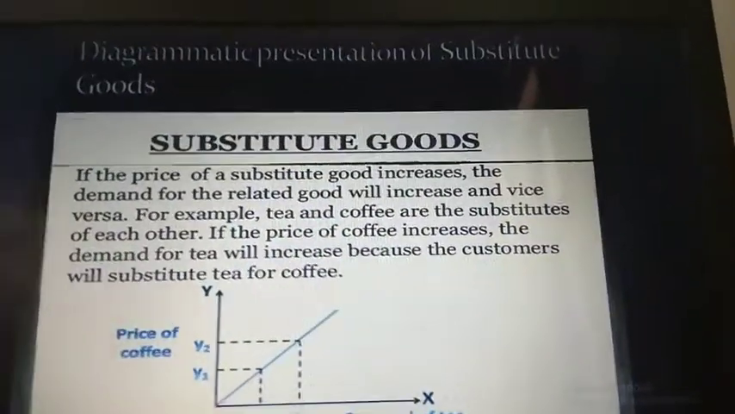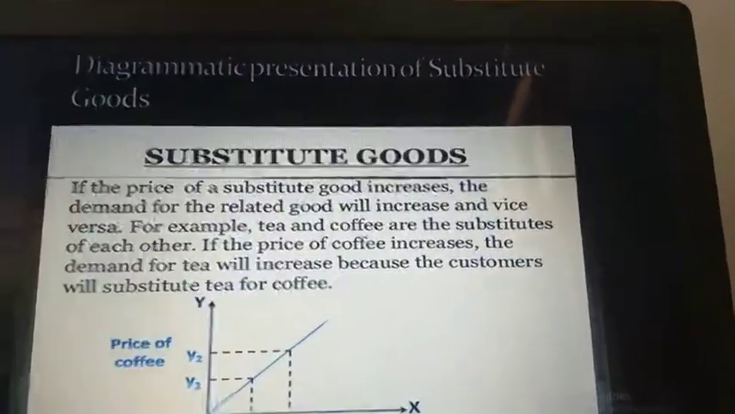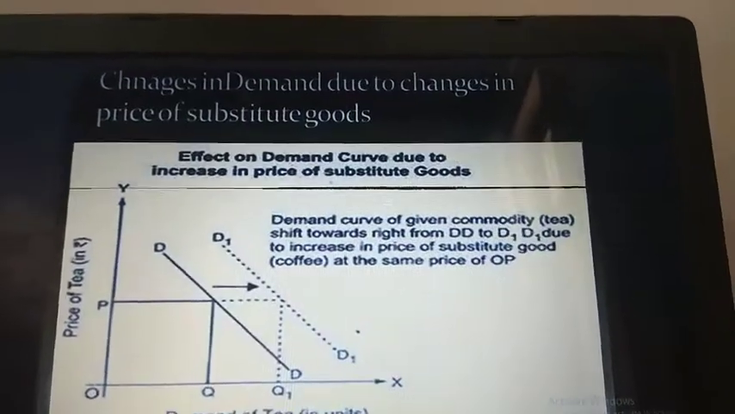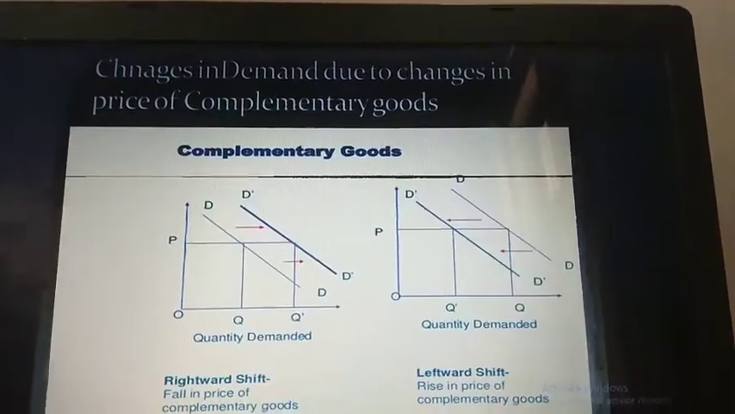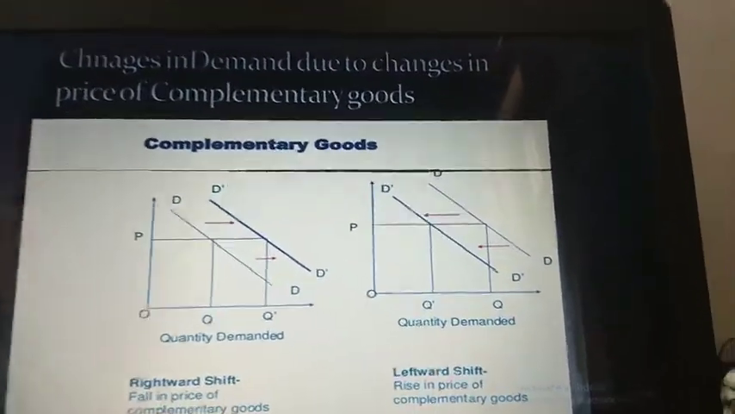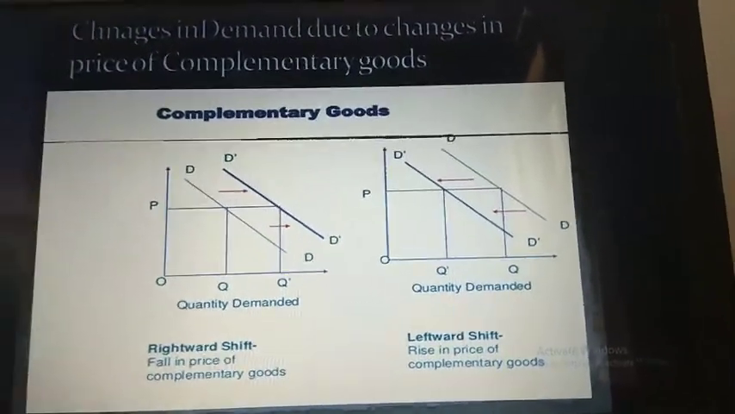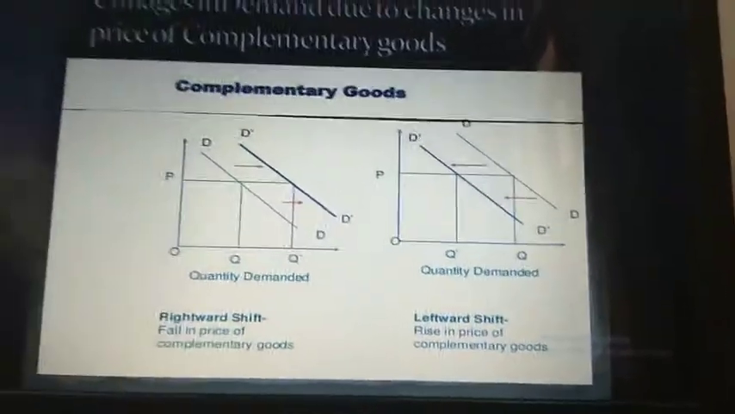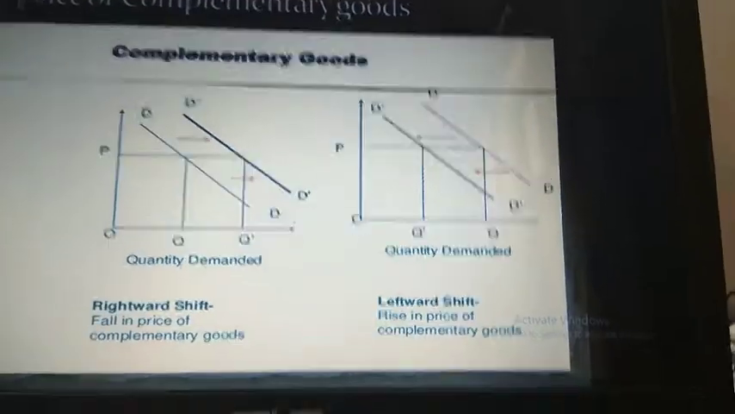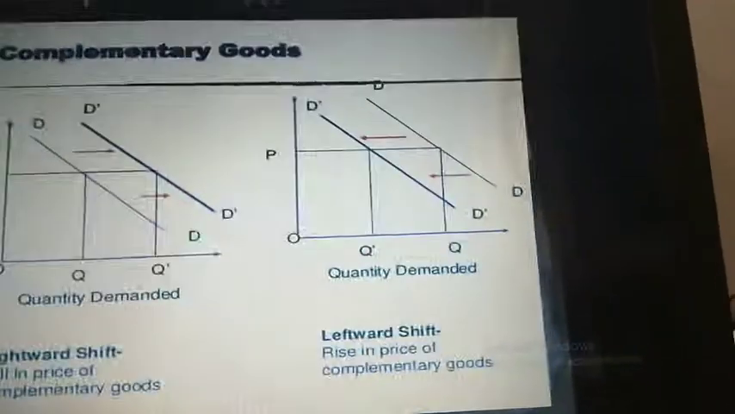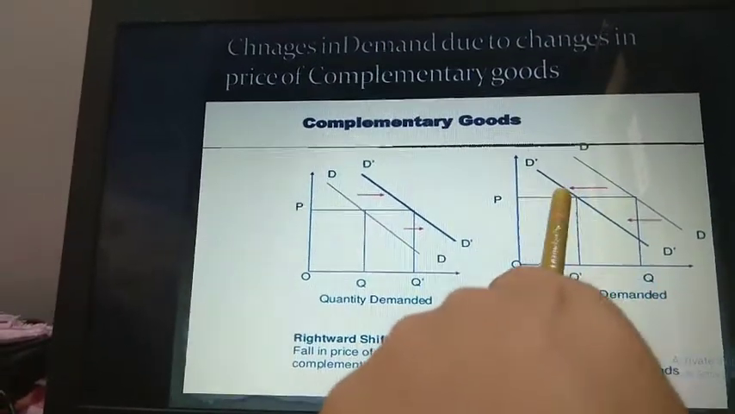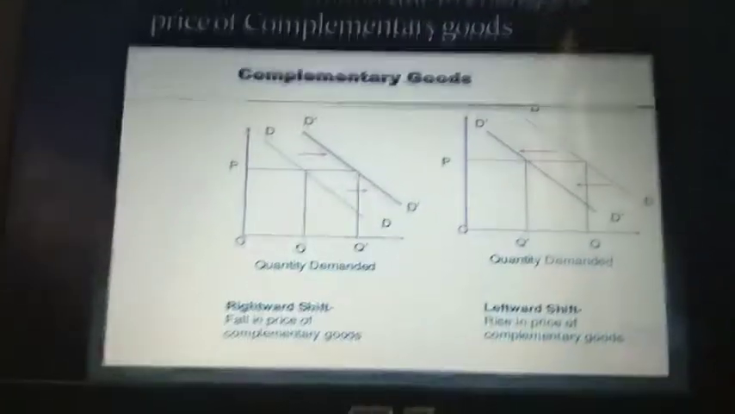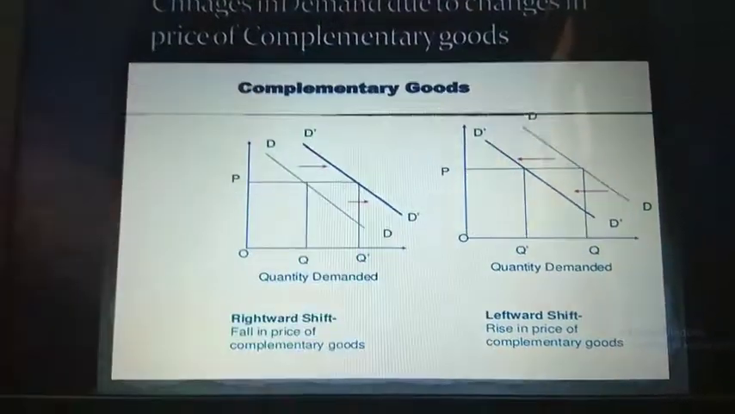Hello everybody. Today I'm going to tell you about the changes in demand curve due to change in the price of complementary goods. As we can see here, two diagrams on the screen. In one diagram you can see that the shift takes place towards the right hand side, and in the other diagram we see that the shift takes place towards the left hand side. So this is right hand shift, this is leftward shift.